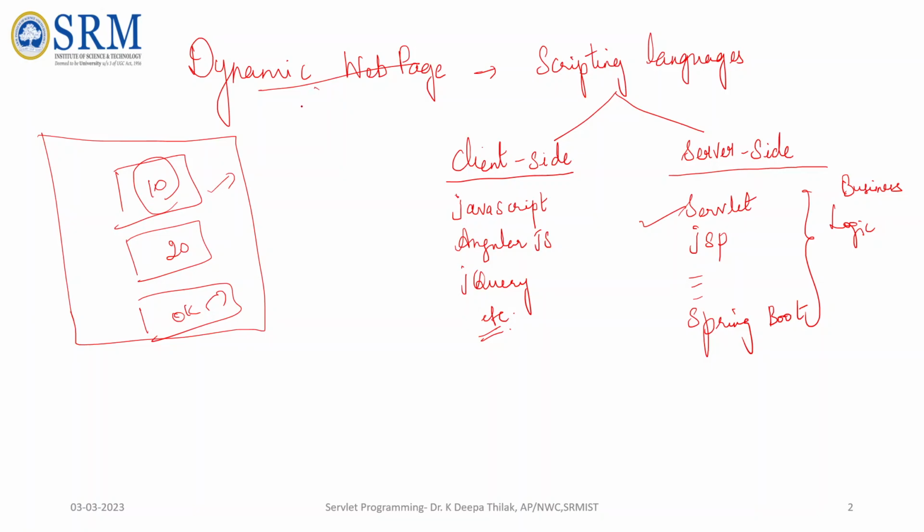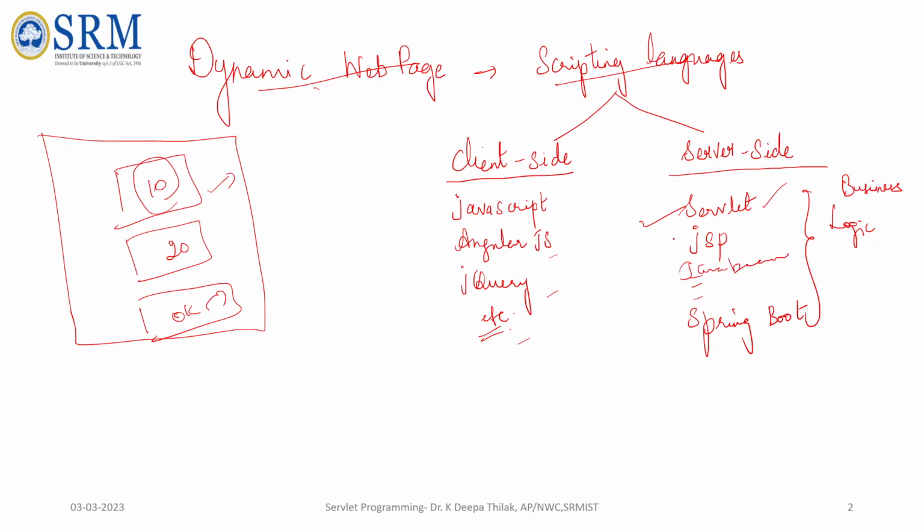To make a web page dynamic, we need the support of scripting languages. Scripting languages are of two types. One is executed on the client side, which is called client side scripting. If the scripting language is processed on the server side and only the response is transferred to the client, it is called server side scripting. Examples of client side scripting are JavaScript, AngularJS, jQuery, etc. And for server side scripting, the basics are Servlet, JSP and Java Bean.